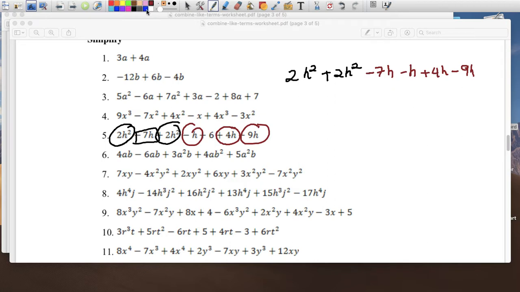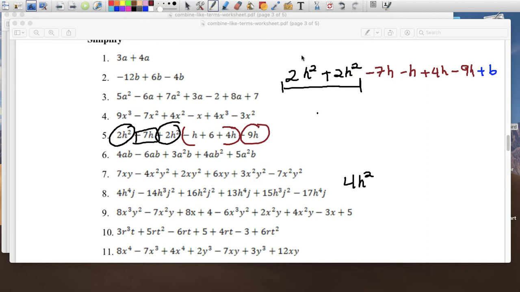And finally, I have the minus, is that plus 6 or minus 6? Let me erase that. It's a plus 6. The plus 6 is easy because it's not going to do anything. So let's combine these two guys here because they're both h squared. They're both positive, so this is just a 2 plus 2 problem, which is right over here, 4h squared.